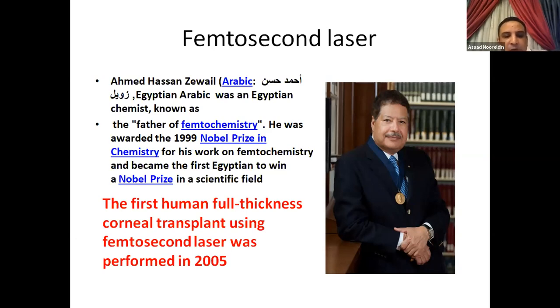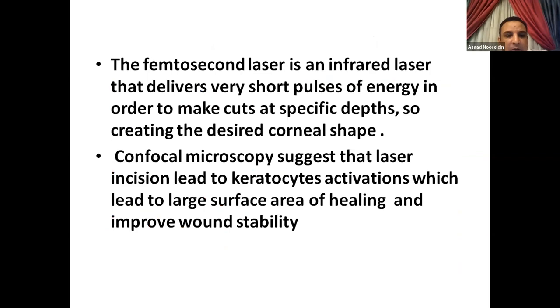The first human full thickness corneal transplantation using femtosecond laser was performed in 2005. What is the femto laser? The femto laser is an infrared laser that delivers very short pulses of energy in order to make a cut at specific depths, creating the desired corneal shape.